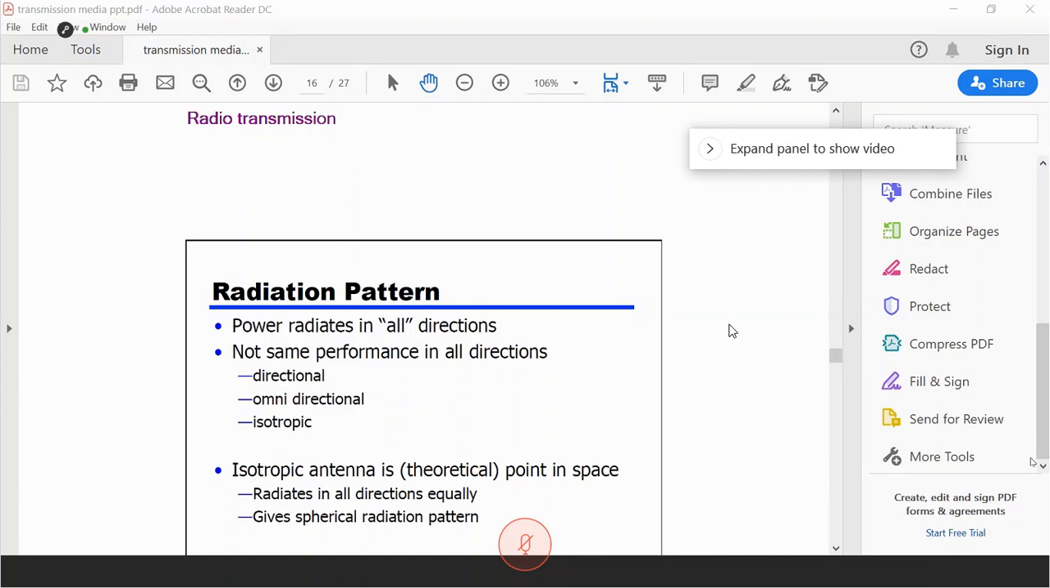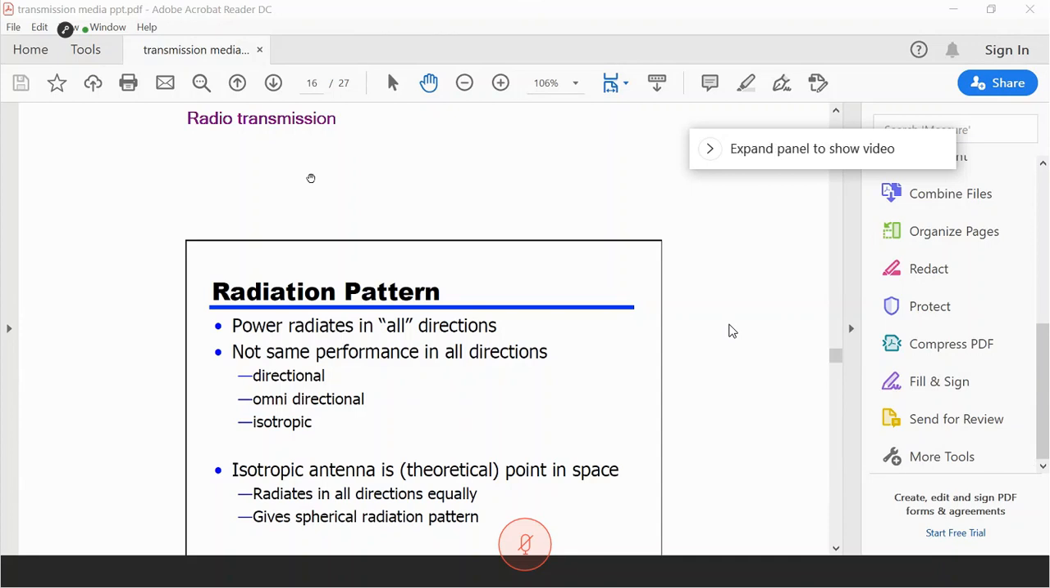Your answer to your question is yes, a single fiber can be full duplex as well, or bidirectional fiber. Now moving on to the next one, that is the radio transmission. This is the unguided transmission. For those who came late, we are discussing the physical layer.